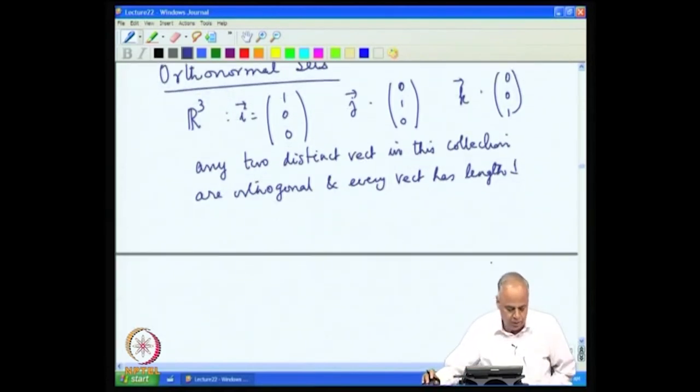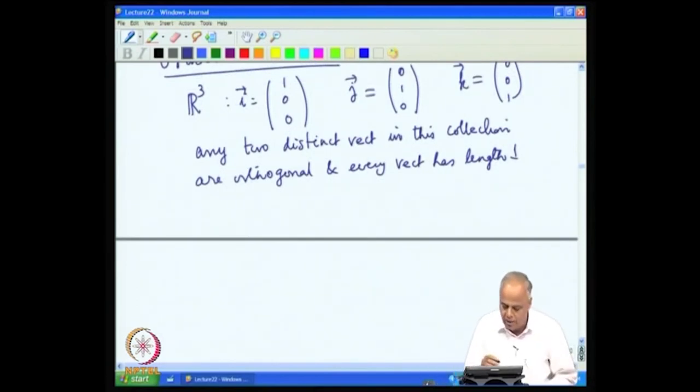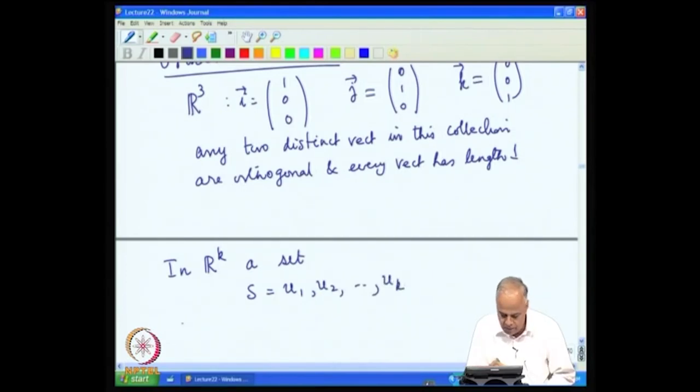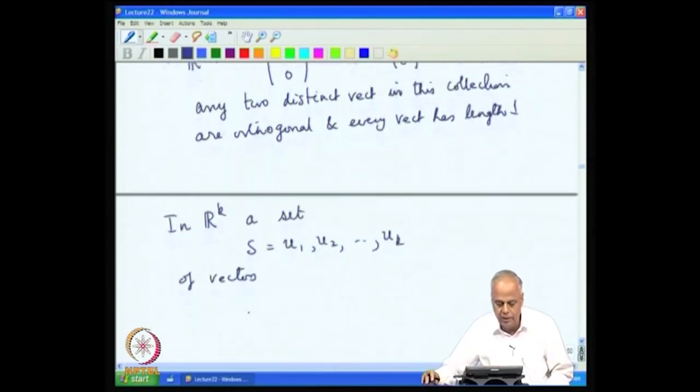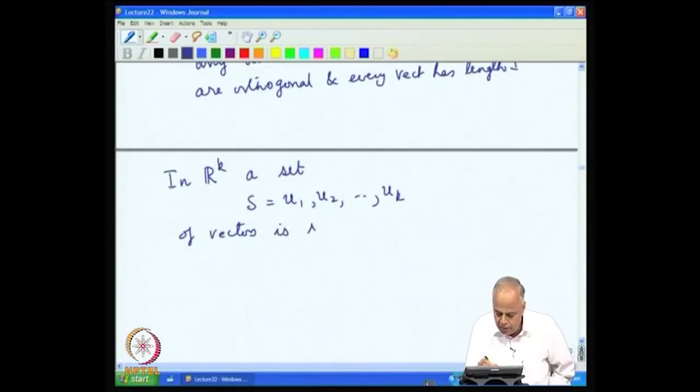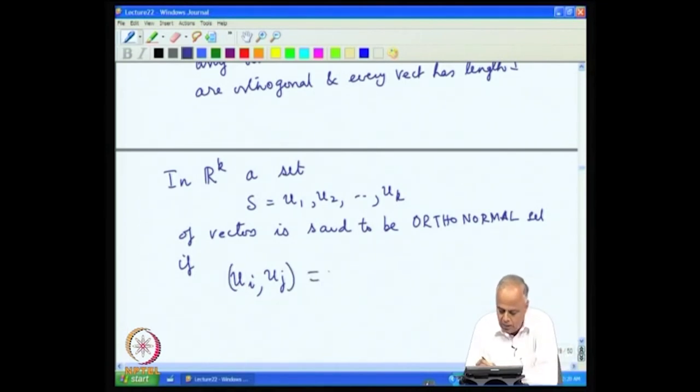When we generalize this notion, we get the notion of an orthonormal set in R k. So, we have in R k a set S equal to u 1, u 2, up to u k of vectors. A set of vectors in R k is said to be an orthonormal set if the inner product of u i and u j between any two vectors is equal to 0 if i not equal to j, and 1 if i equal to j.